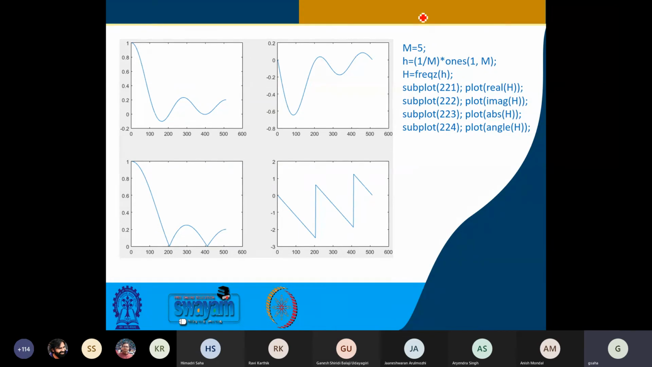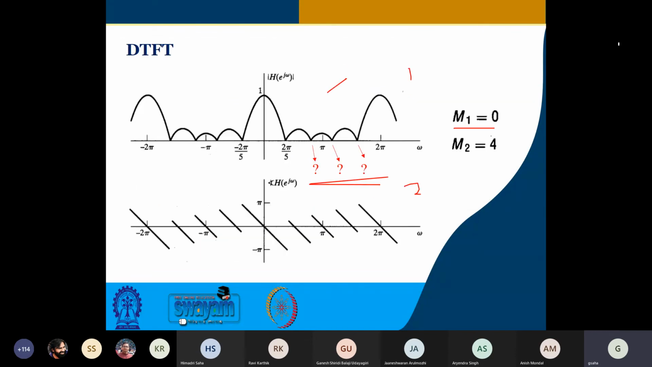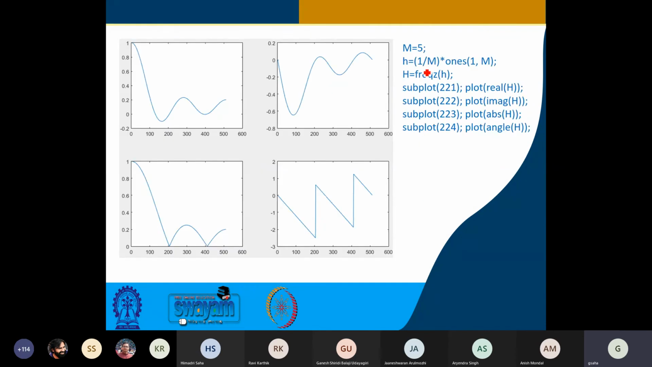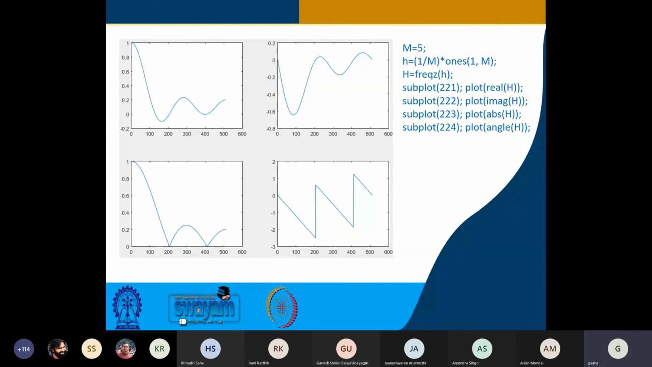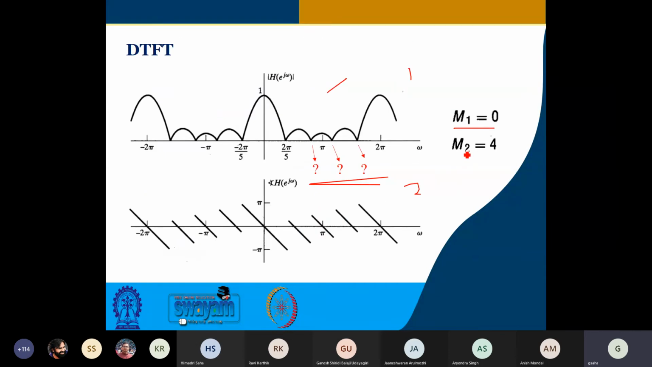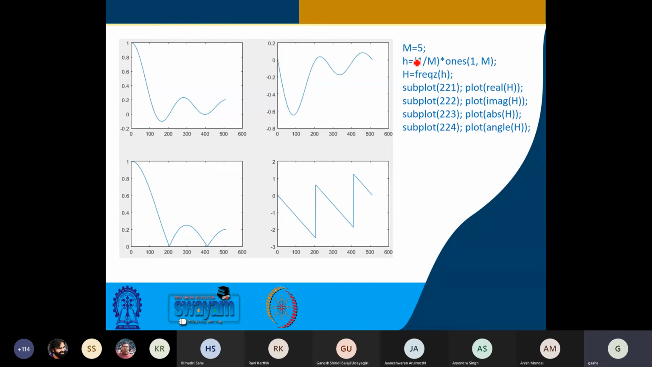So this capital M is the M that we have mentioned here. This M2 is M only. And H is 1 upon M, because 5 values we are taking. Sorry, this is M2. Here we are considering, exclude 0. Here it includes 0. So 1 upon 5.